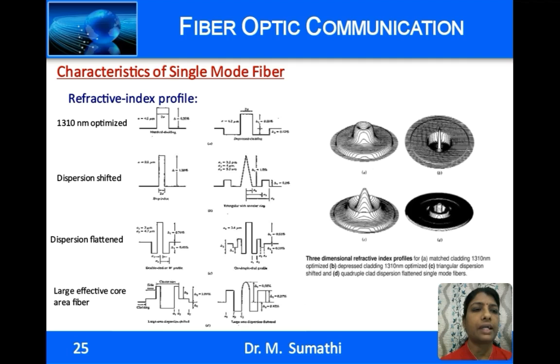These are the different types of fibers that can be obtained. Single mode step index fibers are normally operated at 1310 nanometers. So we have optimized fibers, the matched cladding and the depressed cladding type as shown in figure A, and the 3-dimensional view of the refractive index profile shown over here. Next we have the dispersion shifted fibers, where dispersion is shifted to the 1550 nanometer wavelength. The 3-dimensional view of that is indicated.